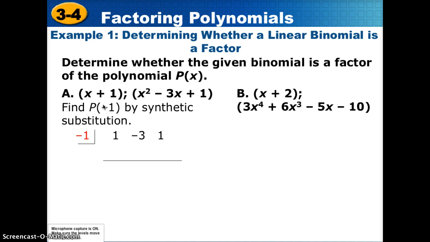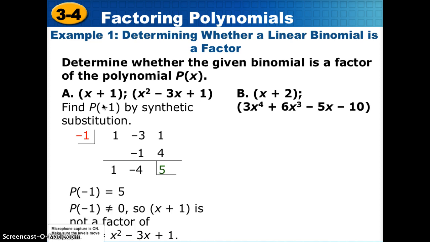So with synthetic substitution or synthetic division fresh in your mind from the previous lesson, you can fill this out and determine that we end up with a remainder of 5. Because we have a remainder of 5 and 5 is not equal to 0, then we know that x plus 1 is not a factor of this polynomial. Pause the video now and using this same procedure, practice with example B, and then turn the video back on when you're ready to check your answer.